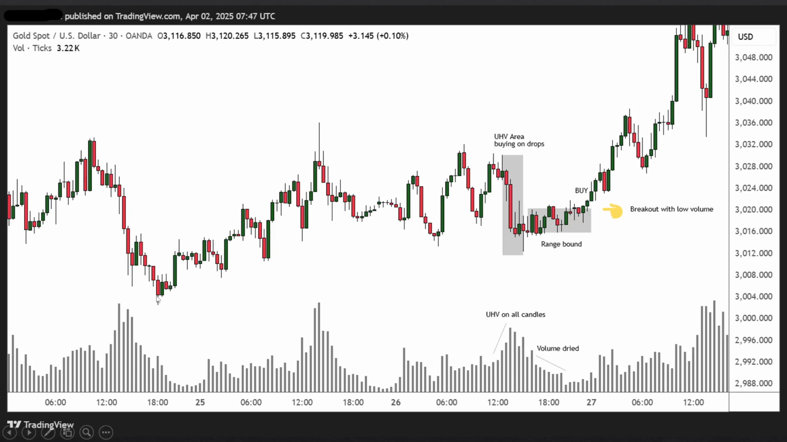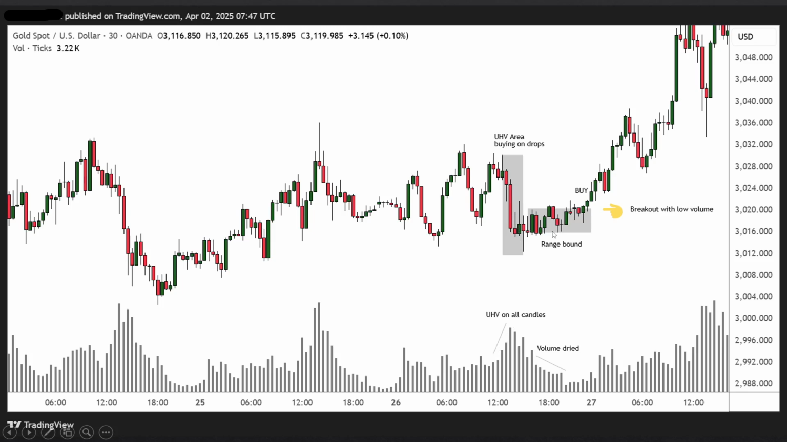What's happening there: the market slowly goes up, then the market is dropping, and there is ultra high volume on all the candles of this drop, whether it is a buy candle or a sell candle. You see ultra high volume on the buy candles and on the sell candles, on this whole drop. Now you have to wait.